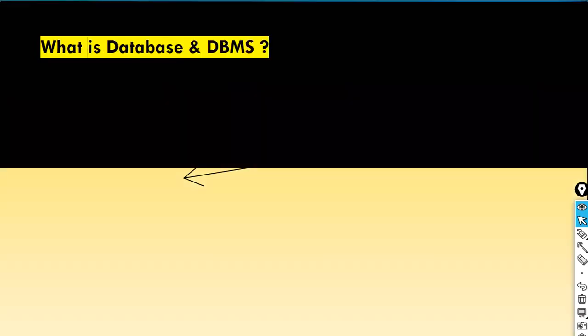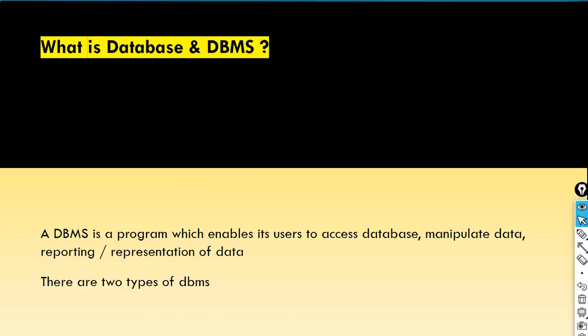Next we will see what is a database management system. Before we dive in, let us understand the fundamentals. What is a database management system? So a database management system is a program, right? It is software. It enables the users to access the database or store the database. It stores the data and lets you manipulate it. Whatever you stored, you can manipulate it.